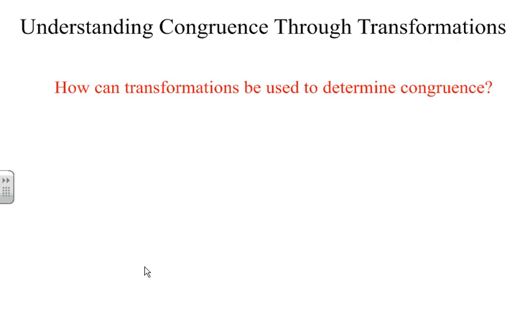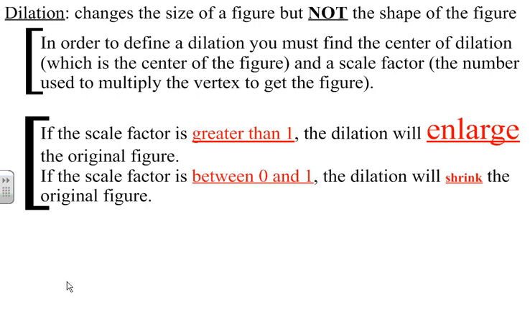All right, we're going to take a look at another way to show congruence, and that's through dilations. A dilation changes the size of a figure, but not the shape of a figure. In other words, it's going to stay proportional. In order to define a dilation, you must find the center of dilation, which is the center of the figure, and a scale factor, which is the number used to multiply the vertex to get the figure.